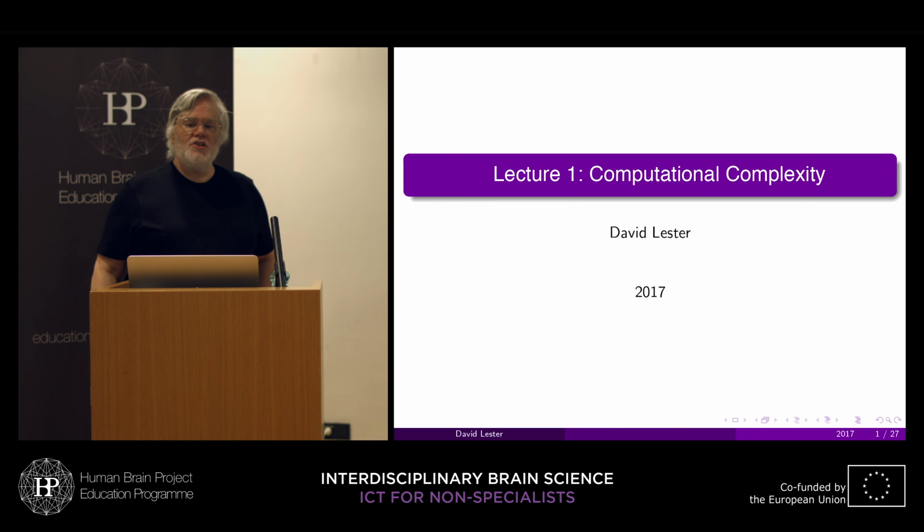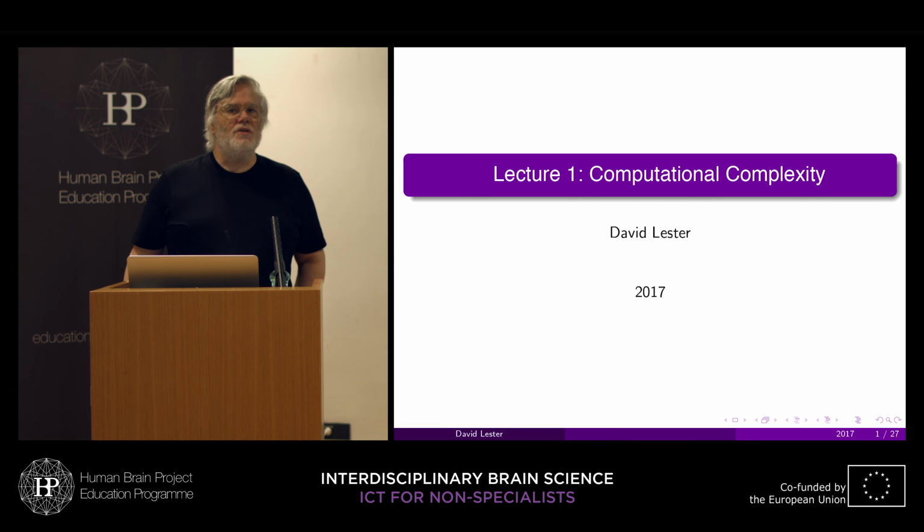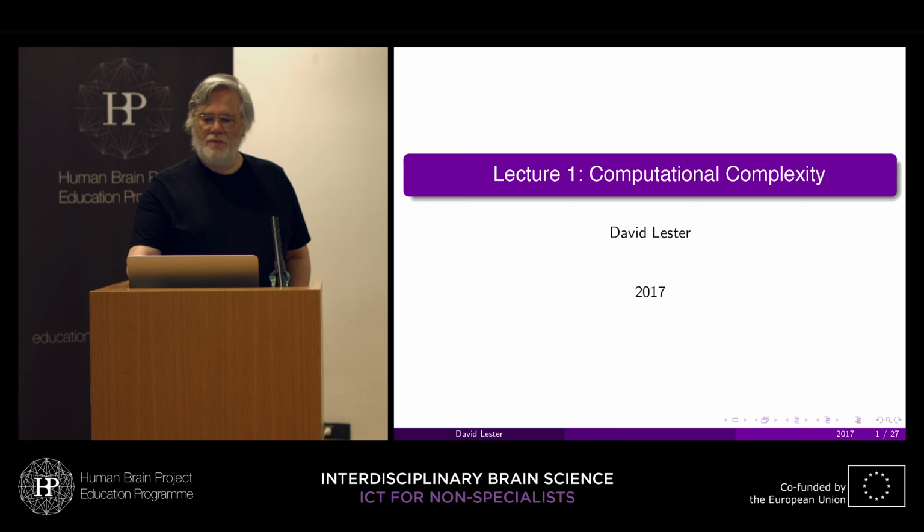Okay, my name's Dave Lester. This is the first of the lectures I'll be giving as part of the ICT course for the Human Brain Project, and it's what I regard as the core of practical computer science. So this is not programming, this is how we analyse programs, and it's called asymptotic analysis. And I'll explain why it's useful and in limited cases how we go about doing it.